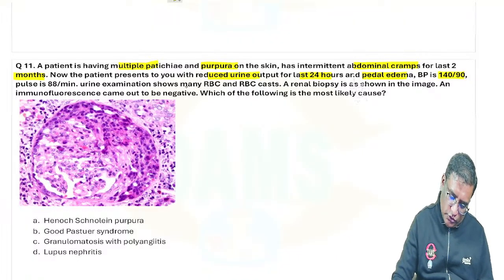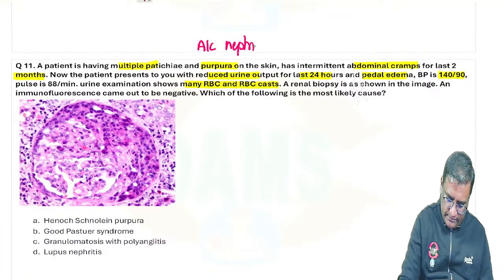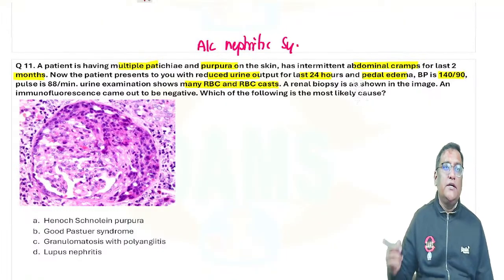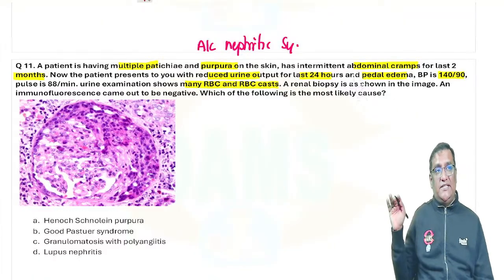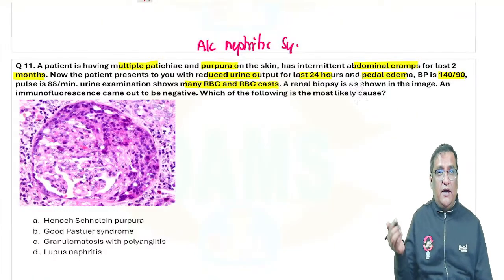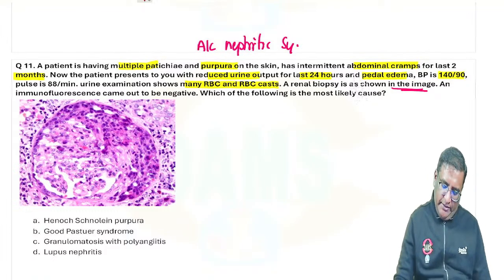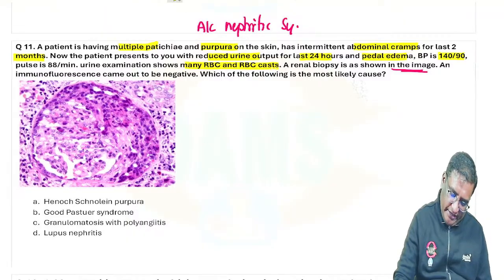Urine examination shows many RBC and RBC casts. So I am definitely saying the patient is having acute nephritic syndrome, isn't it? Only thing is, this is part of a systemic disease here. What systemic disease? There are multiple petechiae and purpura, abdominal cramps, etc. A renal biopsy is as shown in the image, and immunofluorescence came out to be negative.